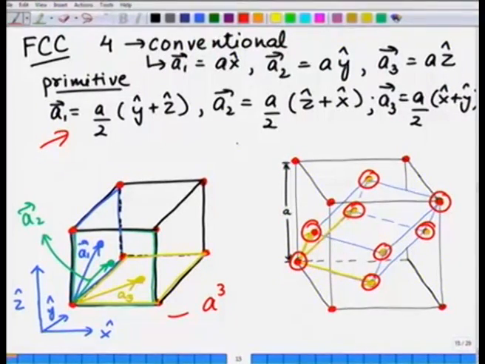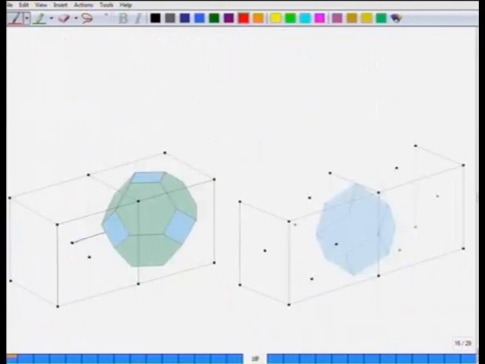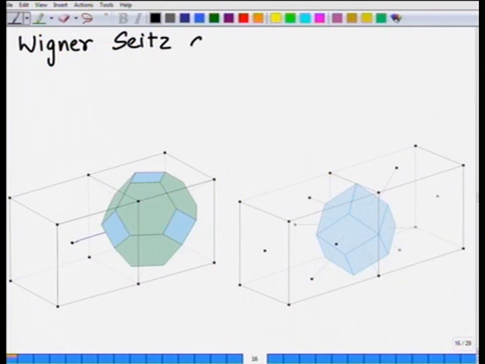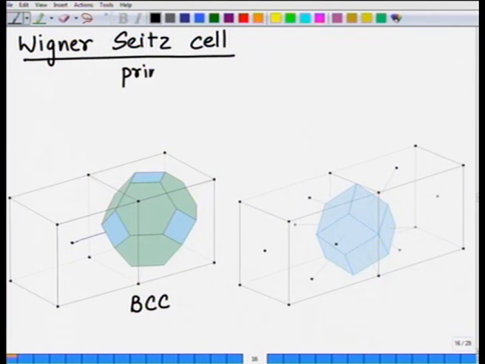Before I end on this subject of primitive cell, I will show you another kind of primitive cell, which is called the Wigner-Seitz cell. So, the last topic in this crystal structures is this Wigner-Seitz cell. Another way of making a primitive lattice is as follows. Take for example, this BCC, take this as primitive cell. This is also a primitive cell.